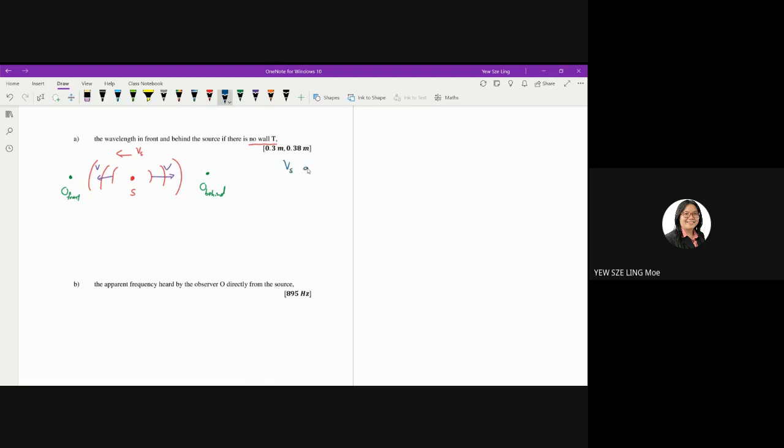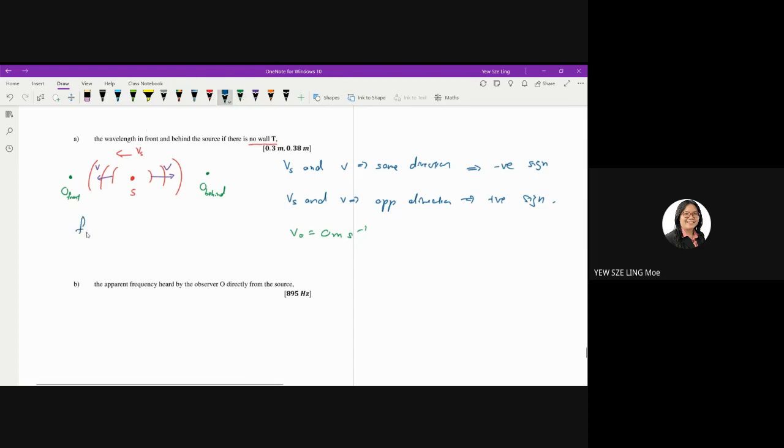If Vs and V are in the same direction, then we use the negative sign in our equation. If Vs and V are in the opposite direction, then we use the positive sign. So this imaginary observer, we are going to assume it is not moving. Therefore, we say VO is equal to 0 m/s. So from here, we should be able to determine the frequency.